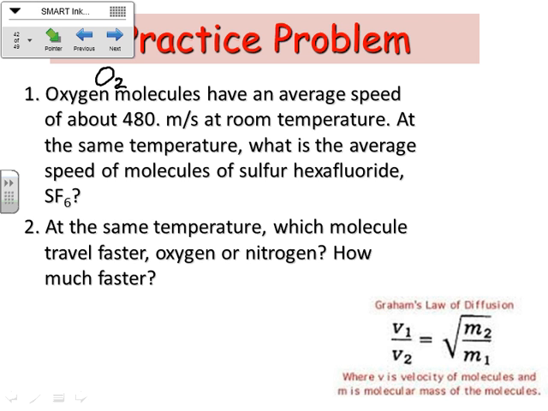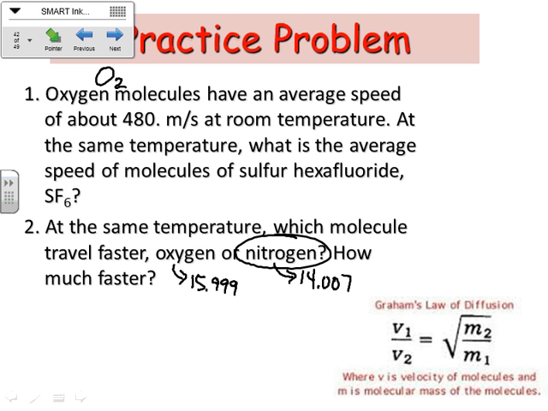Which one will travel faster? This one's close because they're right next to each other, right? But the nitrogen's smaller, just by a little bit, okay? Again, in the air, these are going to be N2 and O2, but for our purposes, it doesn't matter. 14.007 for the nitrogen and 15.999 for the oxygen, okay? So the nitrogen is going to move a little bit faster. Just a little bit, though.